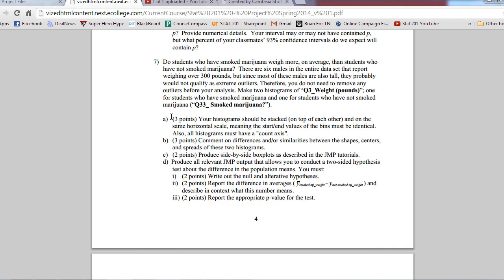If you notice, this all was 6 points, that's why I'm kind of going over it a whole bunch. I don't want you to lose points because you make a little mistake, and you do not want to write one sentence here. You really want to talk about the differences between these groups. Make sure you analyze the shape, the center, and the spread very carefully. Produce side-by-side box plots as described by the JMP tutorial.